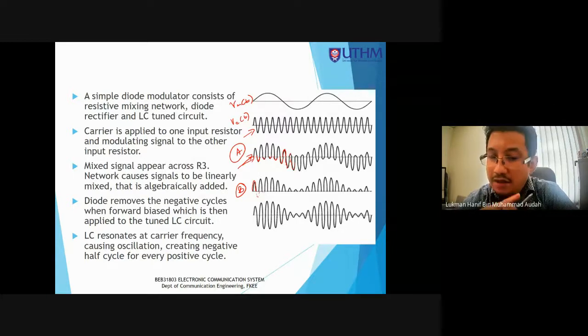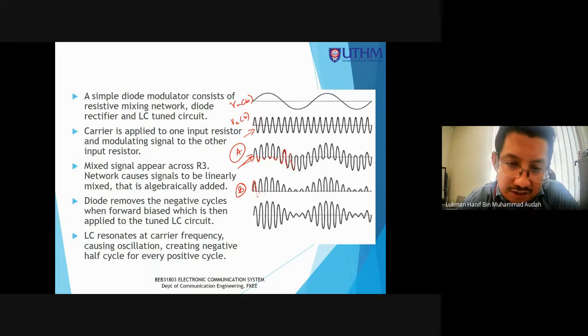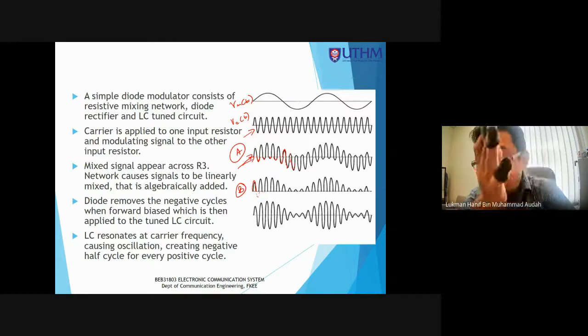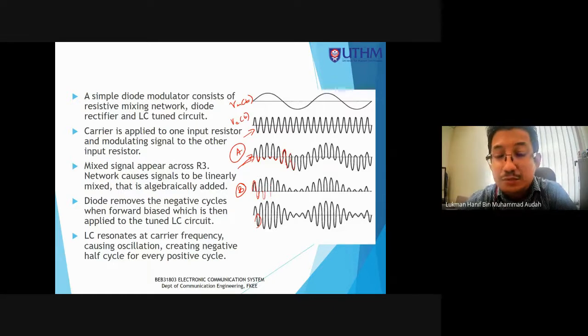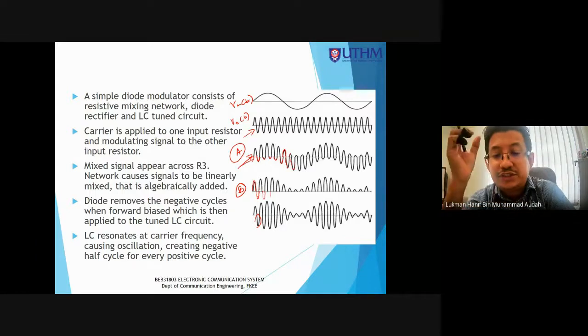And then during this reverse bias, the circuit is cut off by the diode, so the LC tank circuit will discharge at this point. That's why you see this part here. And then again charging, discharging, charging, discharging, and so on. So the charging and discharging process happens very fast.